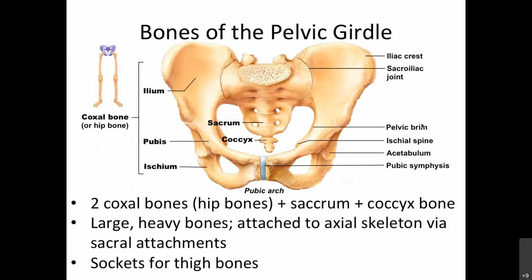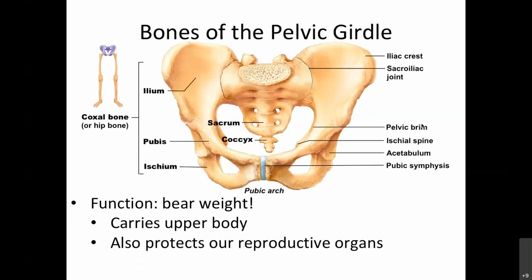So your pelvic girdle are those two coxal bones, those two hip bones, plus the sacrum and the coccyx on the posterior side. These are large, heavy bones that have deep, deep sockets for our thigh bones, and their main function is to bear weight. They hold the weight of your body, but they also protect your reproductive organs, especially in females.